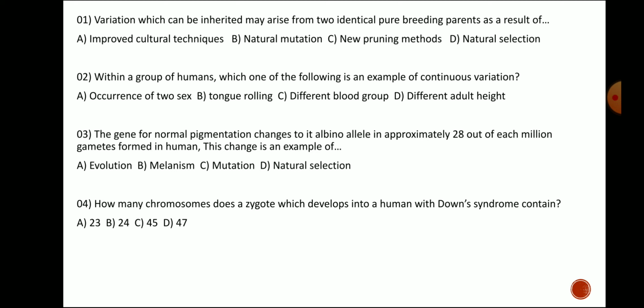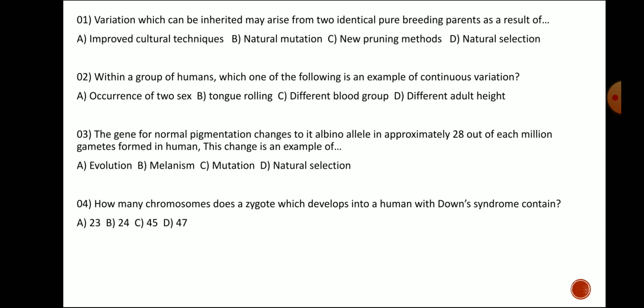So due to mutation, changes take place, and these changes can occur in any allele. Among them, the albino allele is also affected by the help of mutation. So the correct answer is option C, mutation.